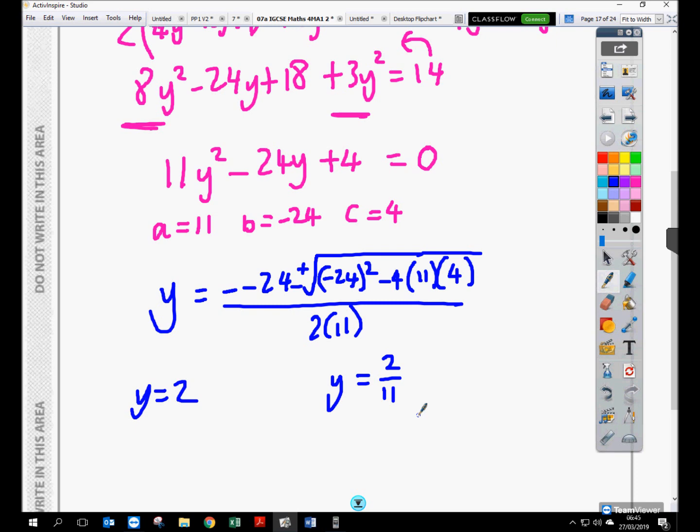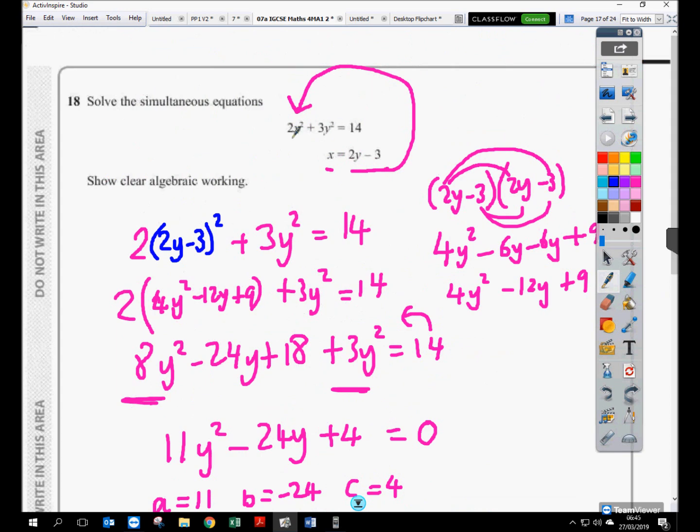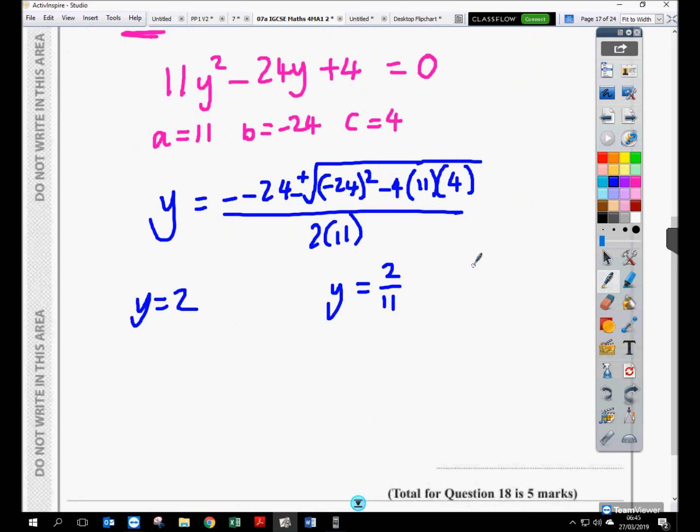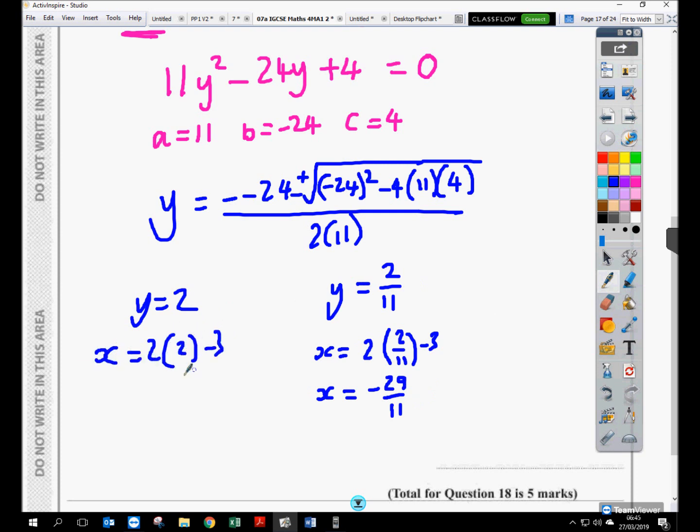Okay. And now what you need to do is substitute to work out your x values. Okay. So if we substitute into this one, x equals 2y minus 3. So we need to do 2 times 2 11ths minus 3 for x. And when you do that, you end up with negative 29 over 11. Okay. Obviously, it's horrible as a decimal. And the other one for x is 2 times 2 take away 3. So we end up with 1. Make sure the examiner knows they match. Okay. There you go.